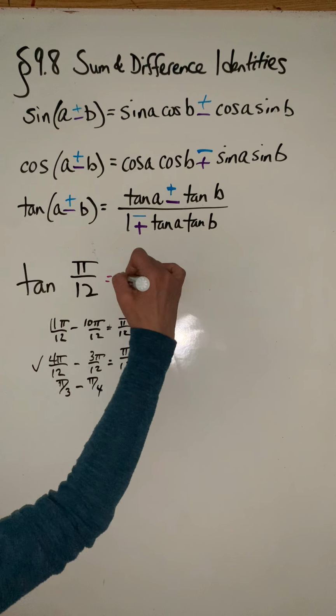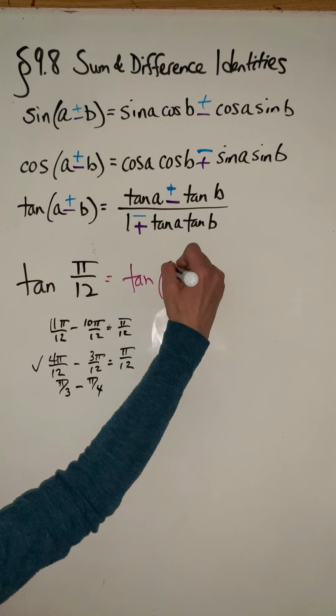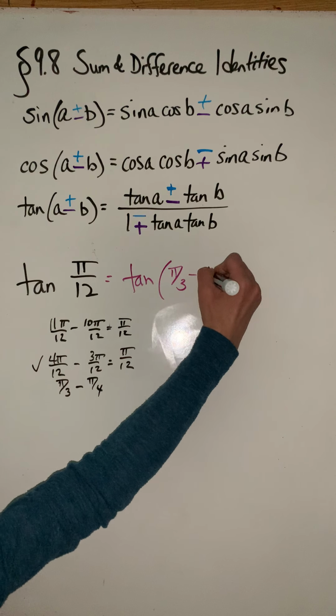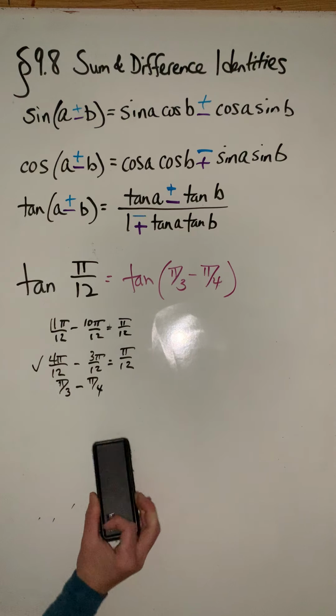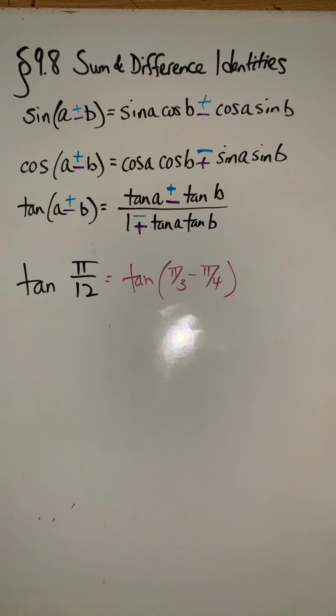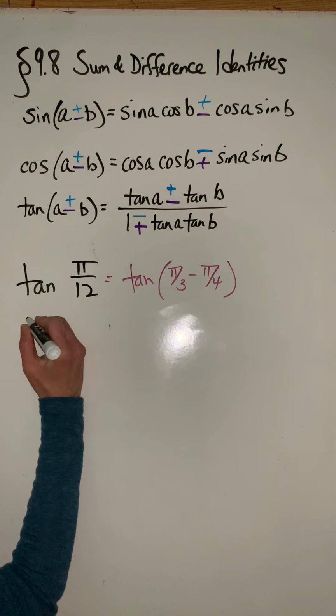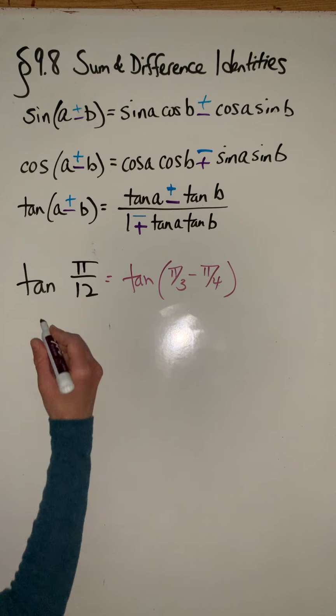So I'm going to write tangent of pi over 12 as pi over 3 minus pi over 4. Okay, and could you also write it as pi over 3 plus negative pi over 4? You sure you can? Again, you just have to be careful with your signs. I'm going to do it as a minus just so we can look at an example of that identity with the minus. Okay, so we are going to expand this.